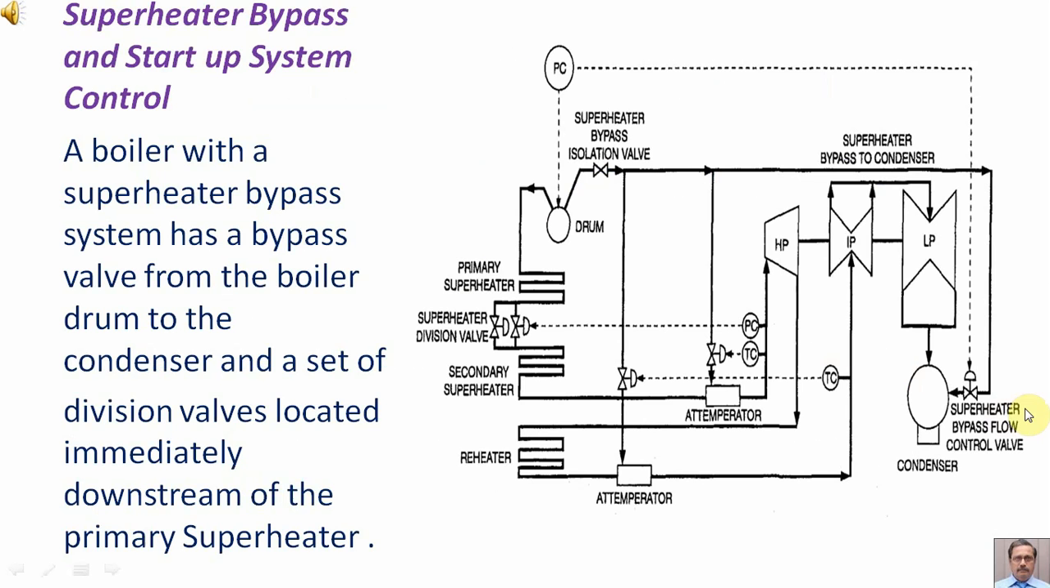A boiler with a superheater bypass system has a bypass valve from the boiler drum to the condenser and a set of division valves located immediately downstream of the primary superheater. This is the bypass valve and these are the superheater division valves.